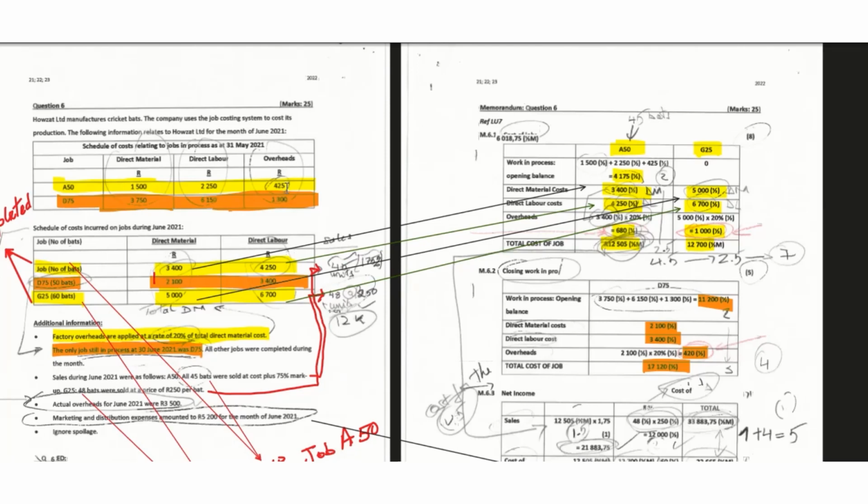But for June itself, remember that this is at the beginning of June. We had an opening balance, but for June itself, when we look at the first job, which is A50, we have 3,400 for direct material and 4,250 for direct labor. These two things, you add them together. You need to put them there.